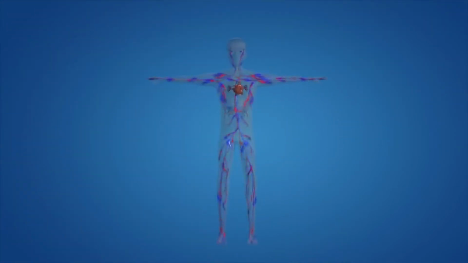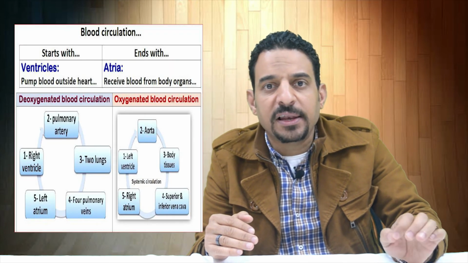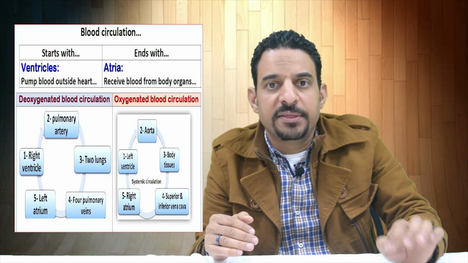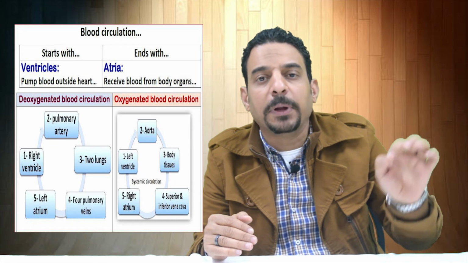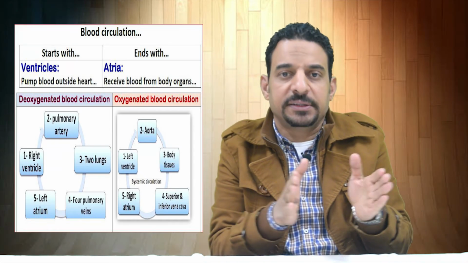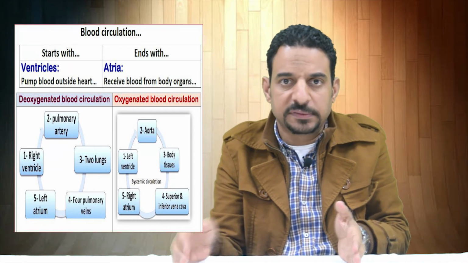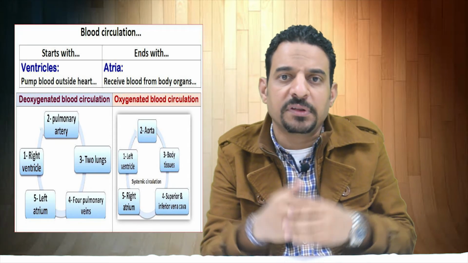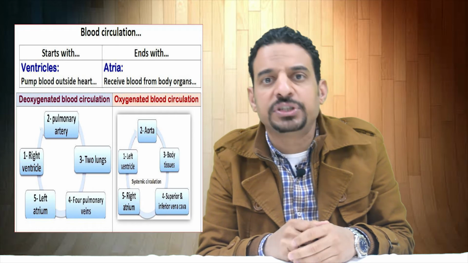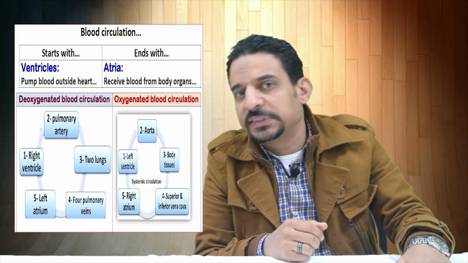That's all. The four pulmonary veins returning back to the heart carry oxygenated blood towards the left atrium. That is the first circulation, which is called pulmonary circulation, as it is connected between heart and the two lungs. That's the first one. The second one is the systemic or the major circulation, which is the oxygenated blood circulation.